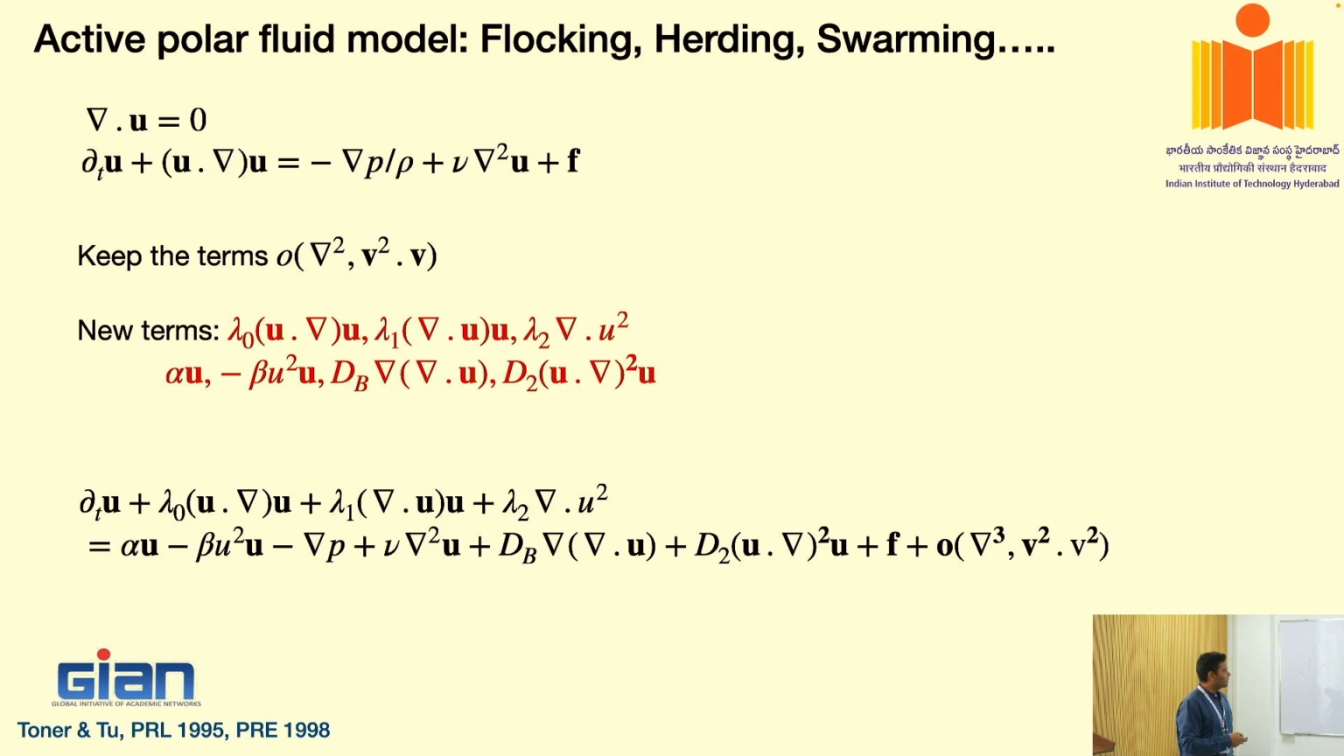And what you have done is ignore the terms which are cubic in gradient and fourth order in velocity. So we have kept the term which is second order in gradient and third order nonlinearity in velocity, and we have ignored the terms which are third order in gradient and fourth order or higher in velocity. Okay, so in a very general sense, you can take your Navier-Stokes equation, break Galilean invariance, and this is the equation that you are going to get.